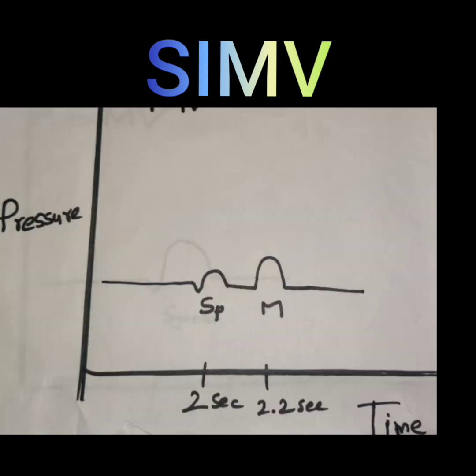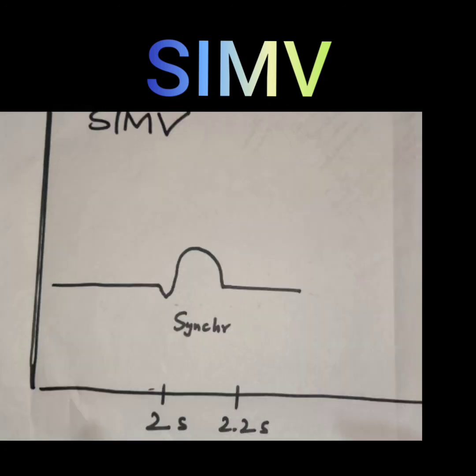Here is a best example depicting how synchronization is done. In the graph on the time scalar, at 2 seconds a spontaneous breath took place, and at 2.2 seconds a mandatory breath is supposed to occur. But as the spontaneous breath began just 0.2 seconds prior to it, the ventilator synchronizes this mandatory breath with the spontaneous breath and takes over the work of breathing of the patient for that particular breath. So the ventilator will deliver the mandatory breath 0.2 seconds prior to its natural occurrence. This 0.2 seconds window is called the synchronization window.